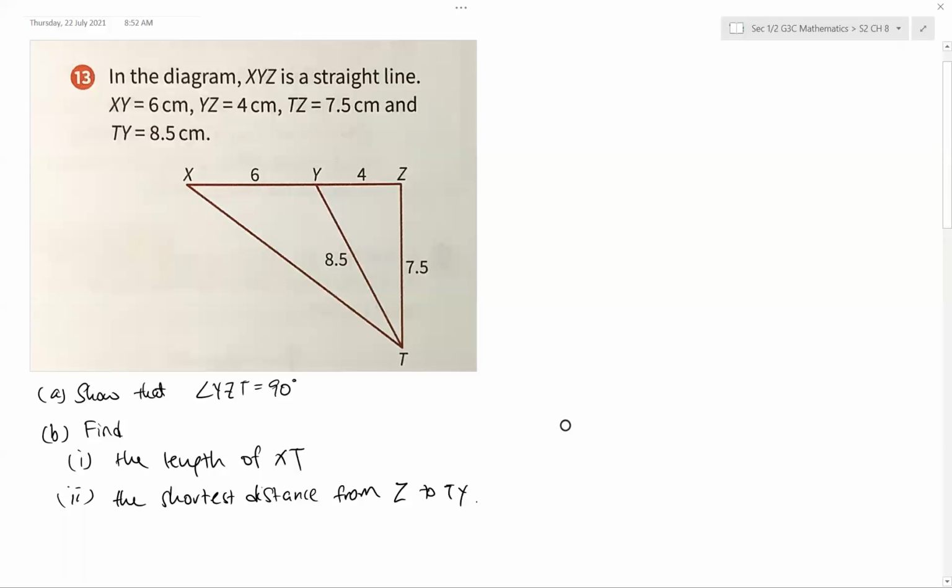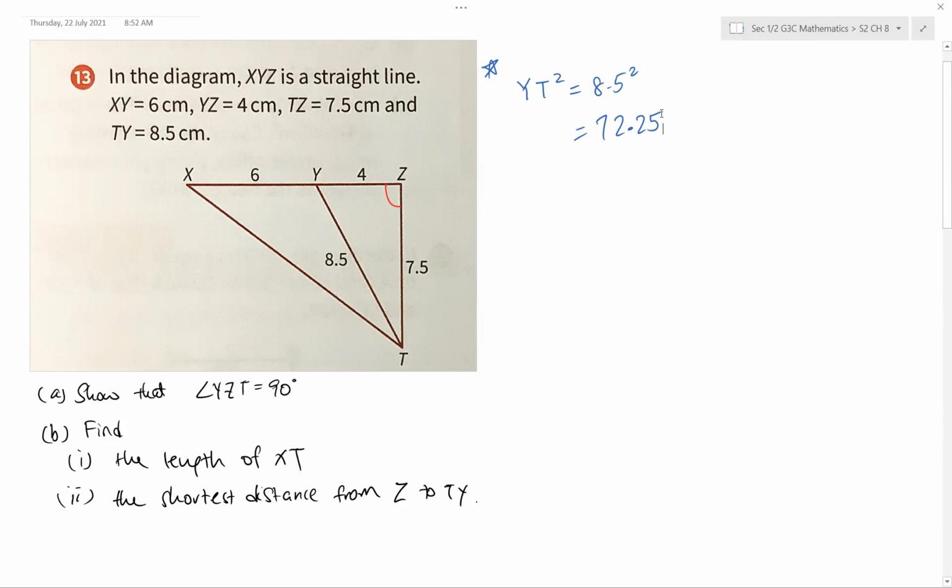So show that YZT is 90 degrees. YZT, this particular angle over here. To show that it's 90 degrees, we need to use the converse of Pythagoras theorem. So our working will be as such. This one is very important because most likely they will test you also. Let us compare the square of the hypotenuse, the longer side, which is YT. YT square has a value of 8.5 square. So calculator 8.5 square gives us 72.25.